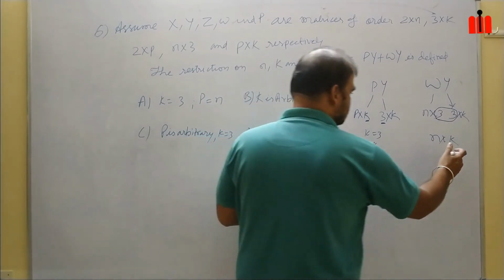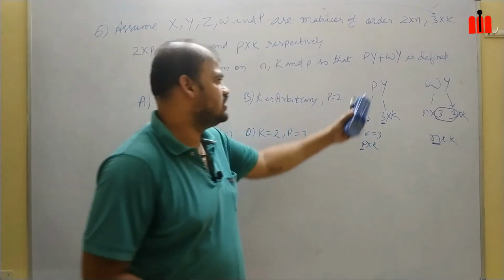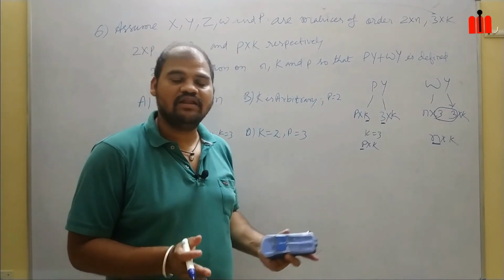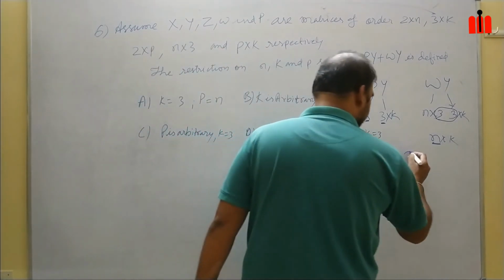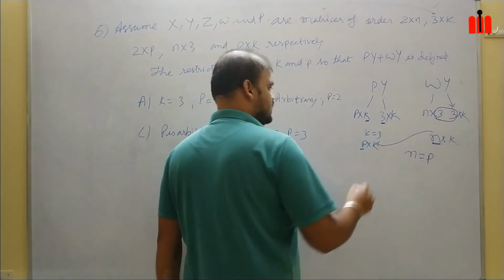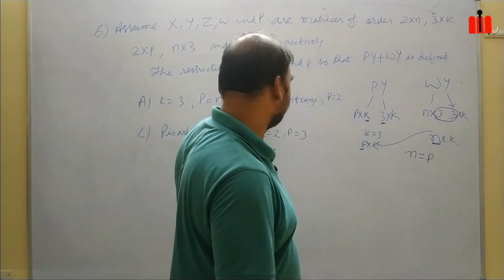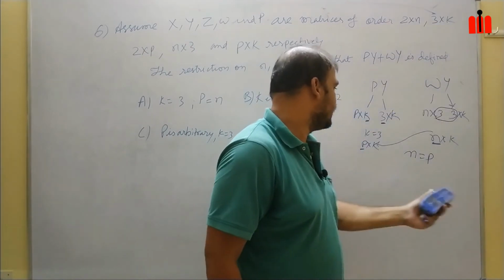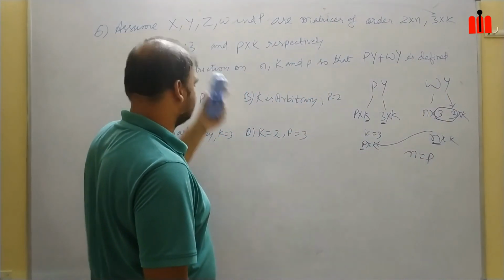Now for the sum to happen, P should be equal to N, then only the sum will happen, right? PY plus WY, when will it happen? When the order of PY and the order of WY are the same. So N equals P. So N should be equal to P in that case. Are you getting it? The order of P is P by K, the order of Y is 3 by K, the order of W is N by 3.